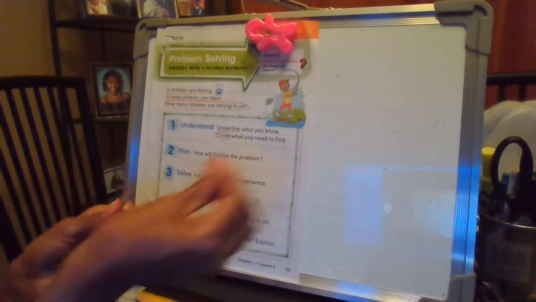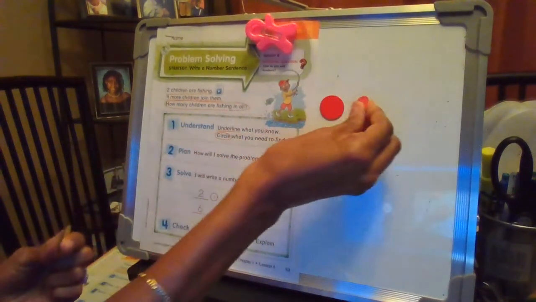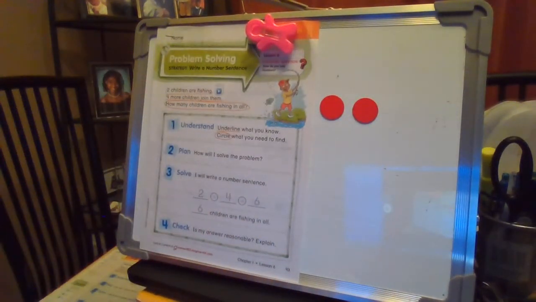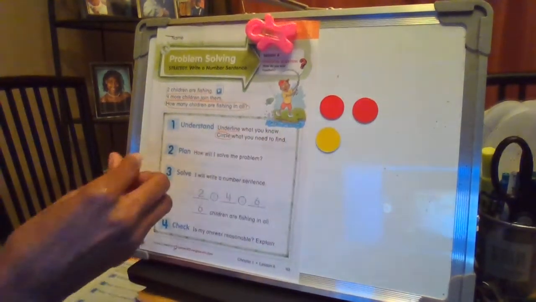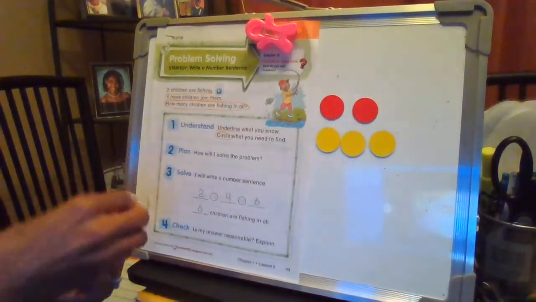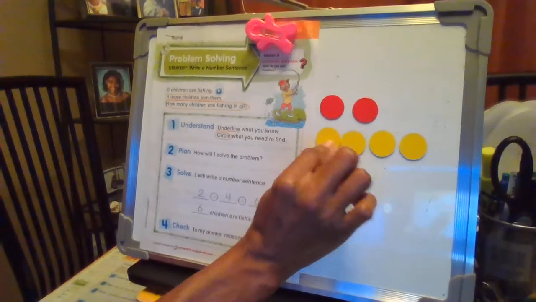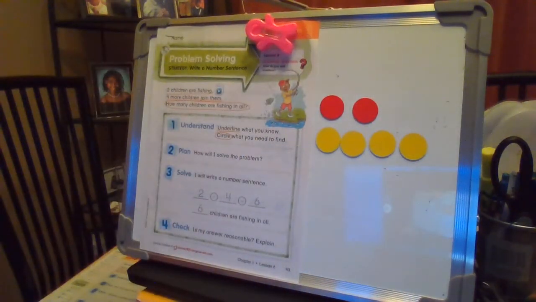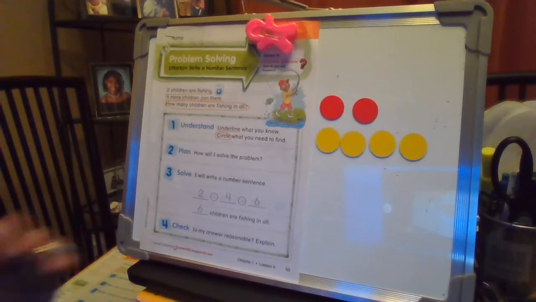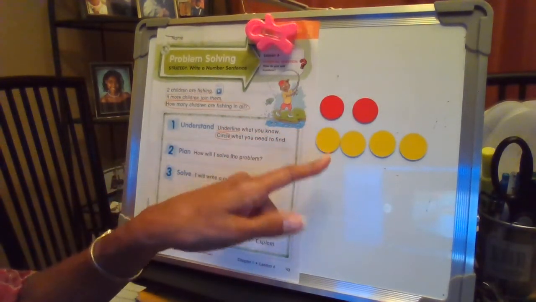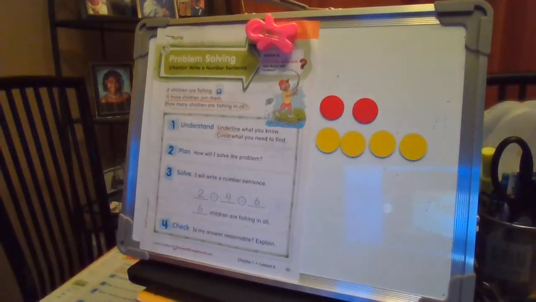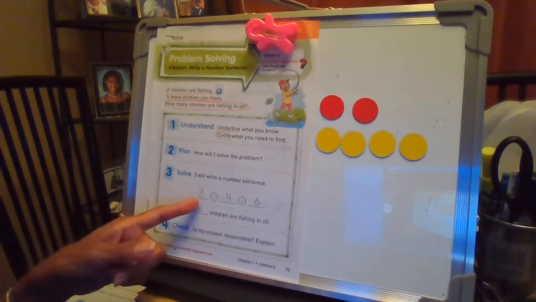So 2 children are fishing. So I have my 2 counters to represent 2 children are fishing. Then 4 more children join them. I use a different color. 1, 2, 3, 4. Okay, how many children are fishing in all? So I'm going to count 1, 2, 3, 4, 5, 6. But I have to write a number sentence to show 2 children fishing and 4 more children come to join. So we are going to trace the numbers that we have written here.